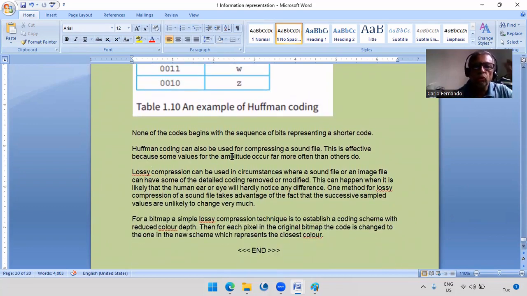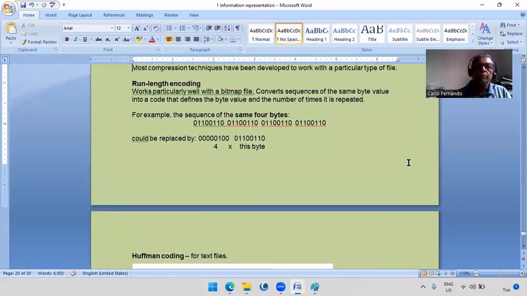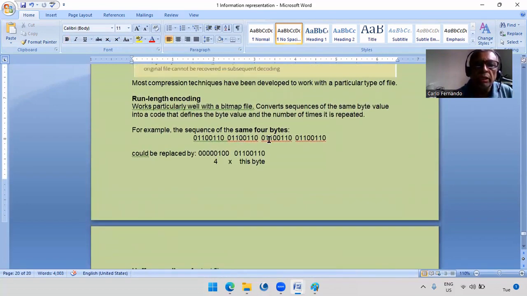Huffman code can also be used for compressing a sound file. This is effective because some value for the amplitude occurs far more often than others do. So the more repetition, the more effective. Otherwise, there is no use. For example, if we take the earlier one again, it's the same. More repetition is better.